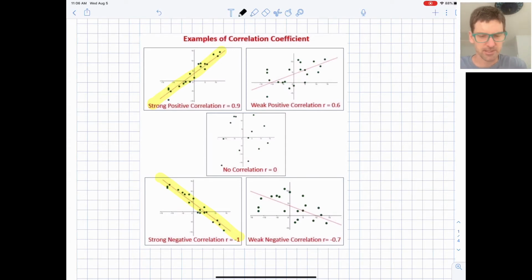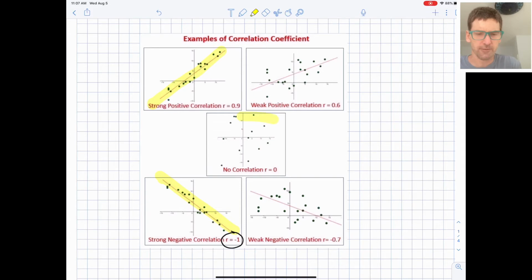This is a little bit misleading here, this image that I found. Here it says r is -1, but in reality, if r was -1, all the points would lie perfectly on the line. They would be exactly on the line, and here it's not. So in this case here, r is actually maybe more like, I don't know, -0.9 or something, okay? But if your R value is negative, that doesn't mean you have weak correlation. If your R value is close to 0, it means you have a weak correlation.